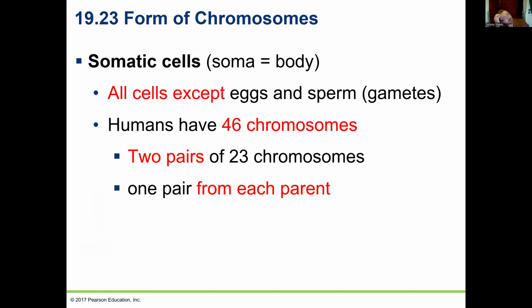So somatic cells are the non-reproductive cells of the body. So all cells except for eggs and sperm, the gametes, are considered somatic cells because they have two copies of DNA. They have two sets of 23 chromosomes, one set from each parent. They are only capable of mitotic division, not meiotic division. So they can do asexual reproduction, but not sexual.